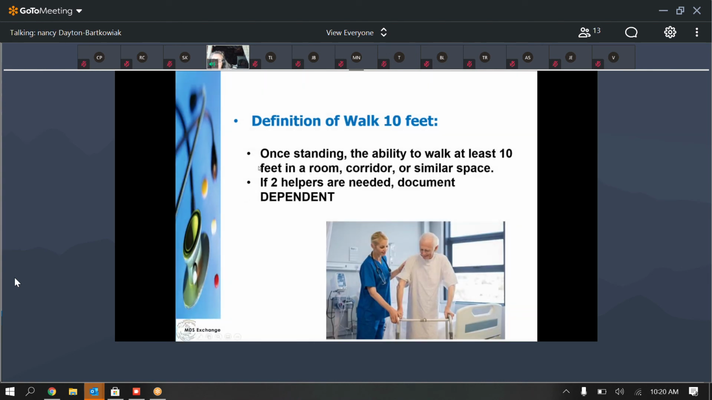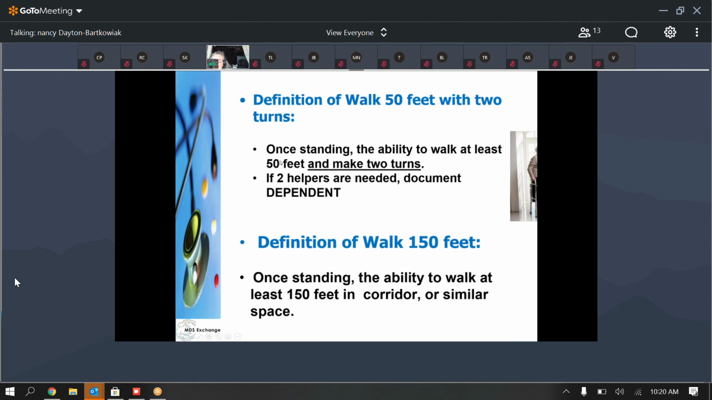Walking 10 feet. This is one standing, the ability to walk at least 10 feet in a room, corridor, or similar space. Again, 2 people, we're going to document dependent. So that answers the question.